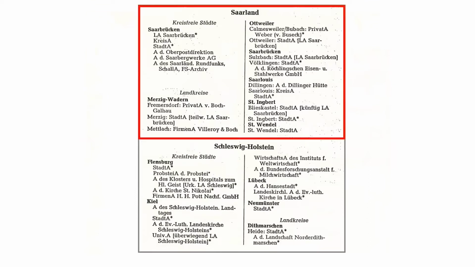Under the state of Saarland, the free city of Saarbrücken is found with 6 types of archives, including a land archive, district archive, city archive, upper post office archive, an industrial archive, and a broadcasting and sound archive. This shows that if a town has any kind of an archive, it will be listed in this resource.